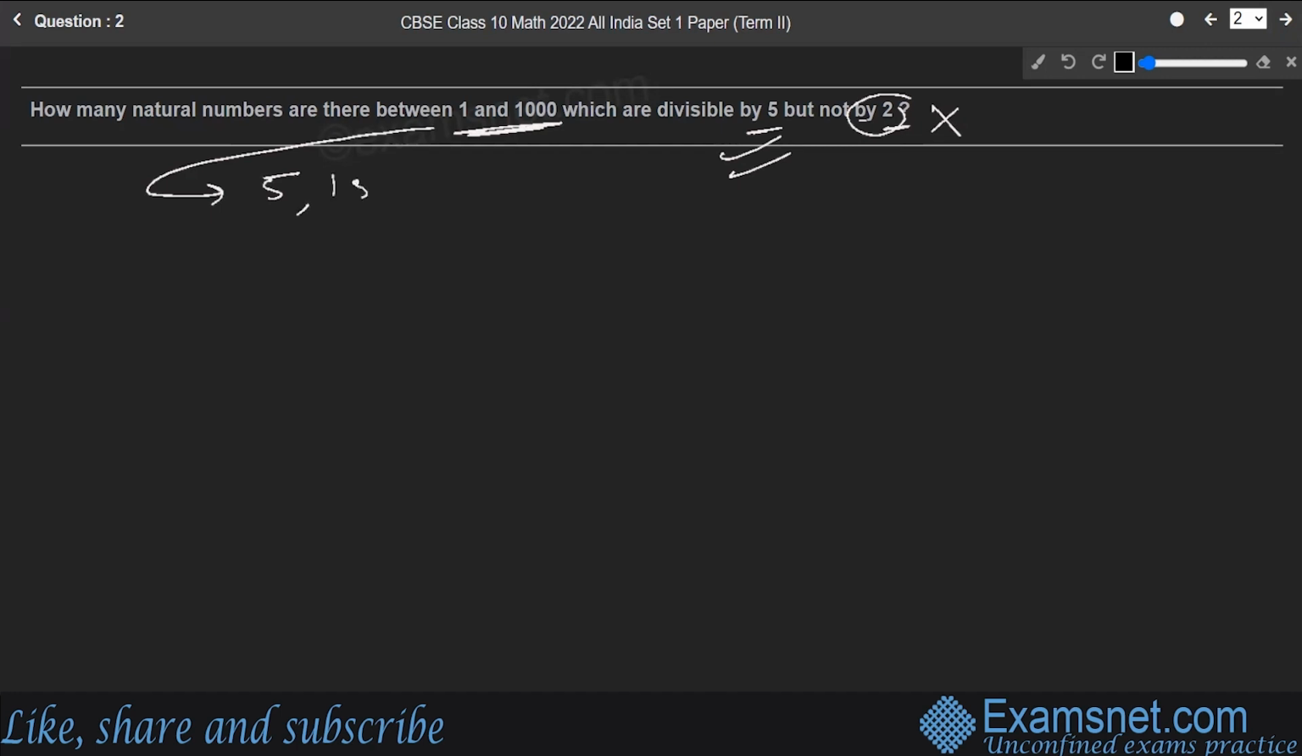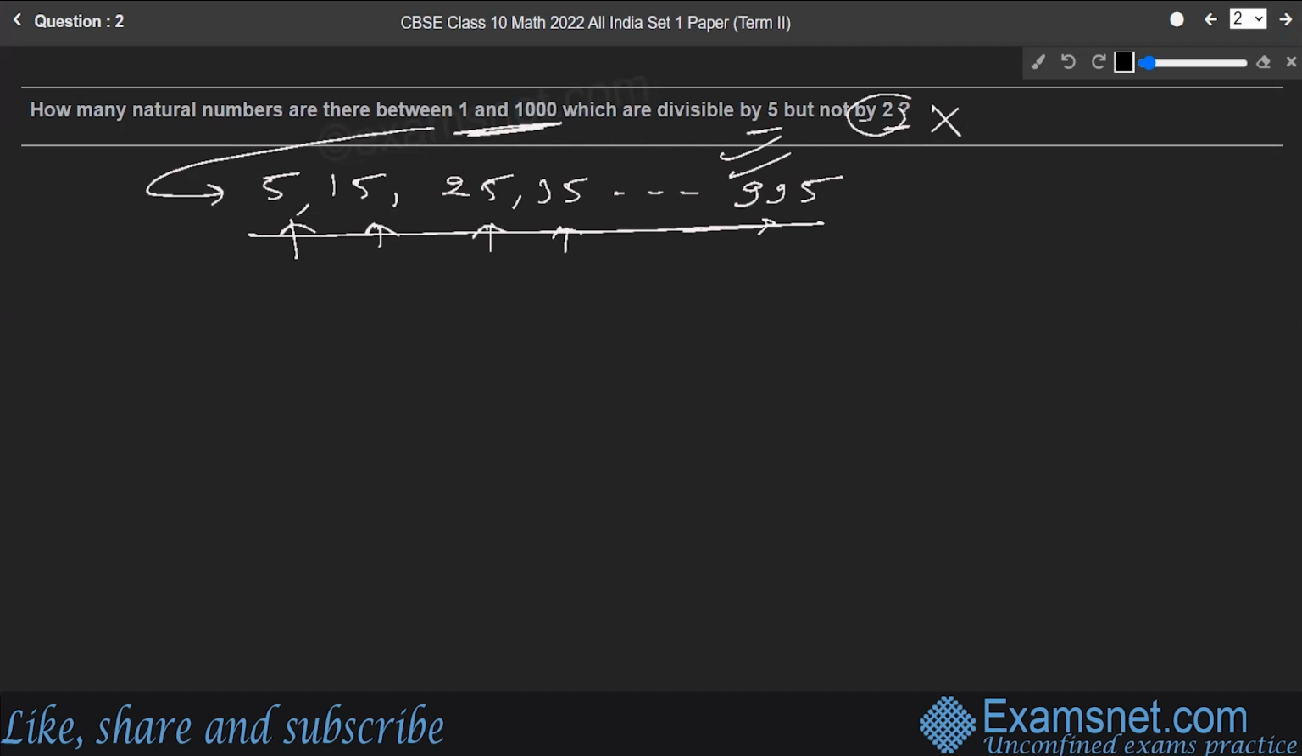Then it could be 15, then it can be 25, then it can be 35, and it keeps on continuing, and the last number in this pattern will be 995, that is just less than the 1000. So this kind of a series will be there. If you have a look, this is nothing but an AP. Okay, this is nothing but an arithmetic progression.